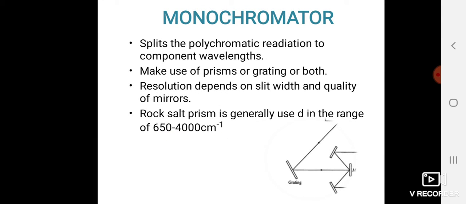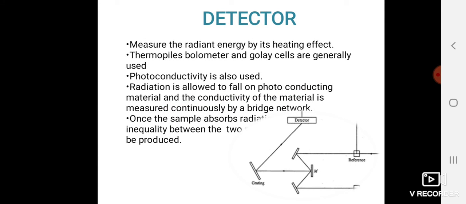Monochromators are used mainly to get a particular wavelength of radiation. So here it's the opposite way: in order to study a particular wavelength of radiation, we use a monochromator. People use prisms, gratings, and even both. Resolution mainly depends upon the slit width and the quality of the mirrors used in the spectroscopy. A rock salt prism is generally used with a range of 650 to 4000 per centimeter frequency.